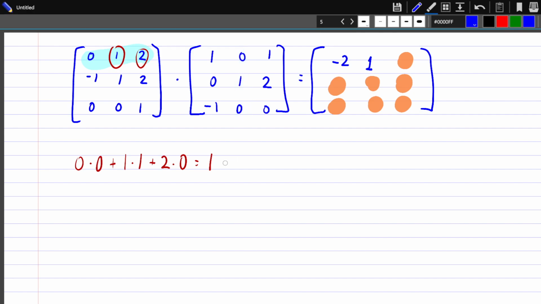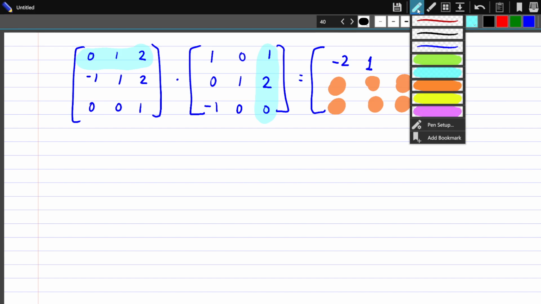Okay, let me erase those. And let's go to the third element here. First row, third column. So in the first matrix we will choose the first row, and in the second matrix we will choose the third column. And we'll do the same thing.